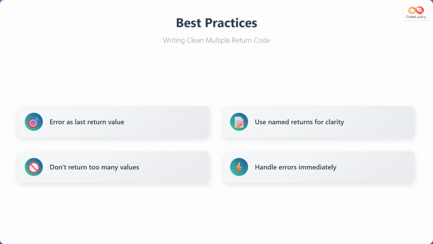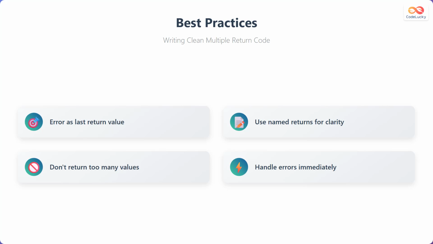When working with multiple return values in Go, following established best practices ensures your code remains clean, readable, and maintainable. First, and most importantly, always place the error as the last return value. This convention is universally followed in the Go community and standard library, making your code predictable for other developers. Use named return values when they significantly improve code clarity, especially for functions returning multiple values of the same type. However, avoid returning too many values from a single function.